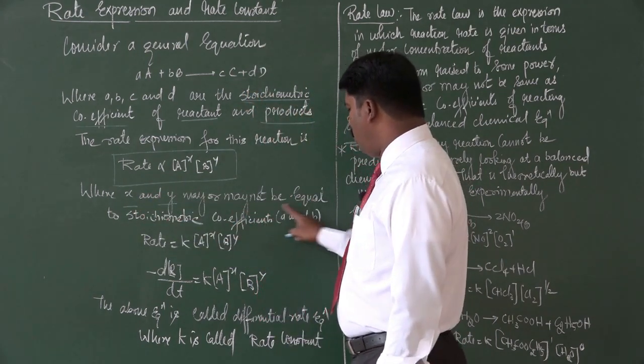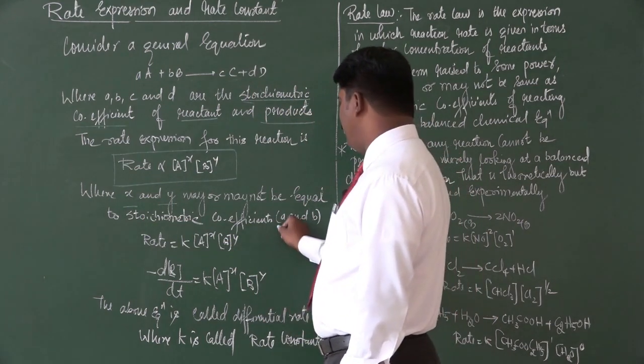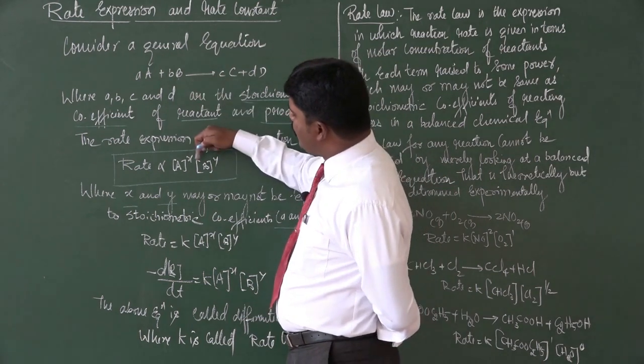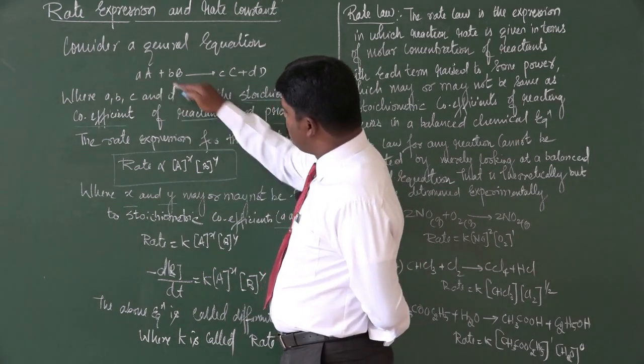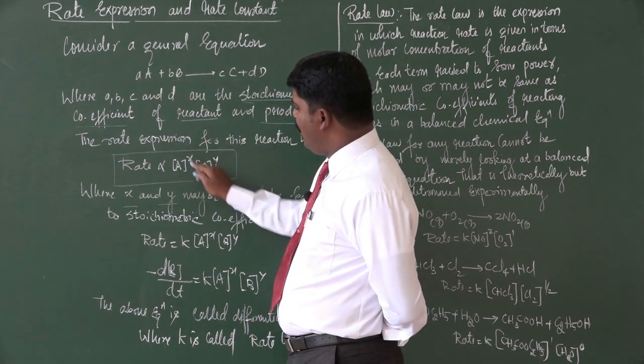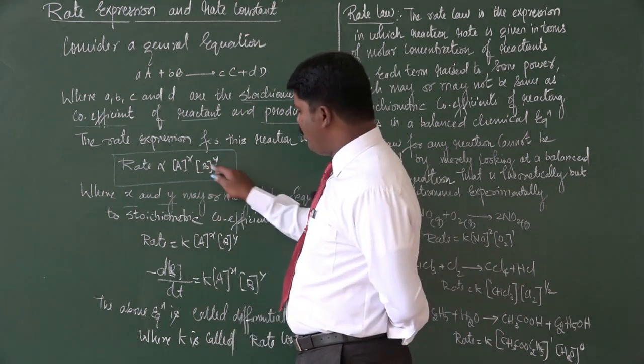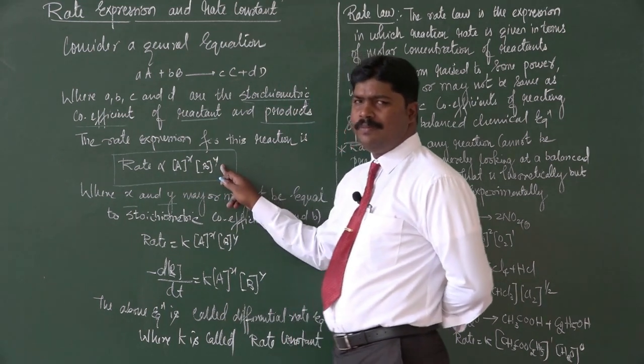The exponents may or may not be equal to the stoichiometric coefficients a and b. According to you all, I should have written small a and small b, A to the power of a and B to the power of b. But I brought a new term, x and y. I will convince you all why the new term has come.